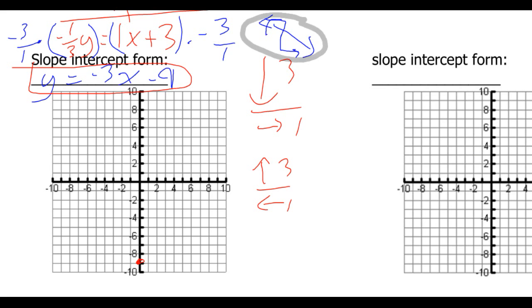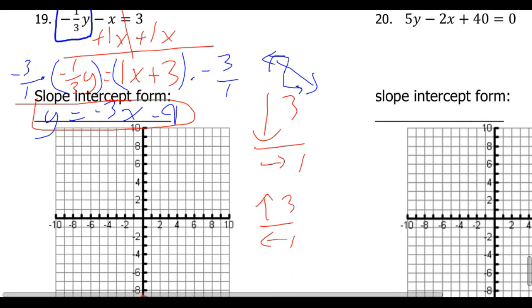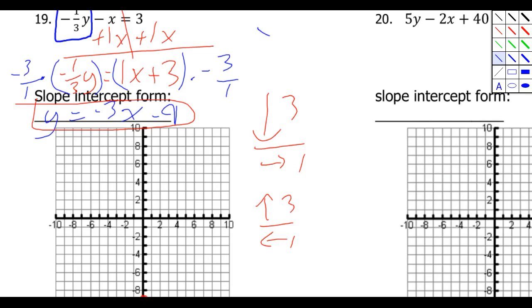Now, perhaps that picture didn't help you too much, so let me draw that again. A negative slope either goes down and to the right, or up and to the left. That's exactly where I get these things down here from.